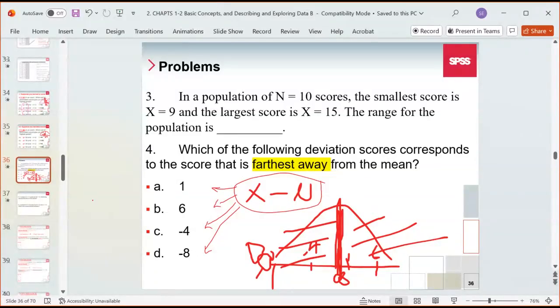And 1 is the closest to the right of the mean, the thick red line. 1 is only one deviation. And again, negative 8 is way over to the left.